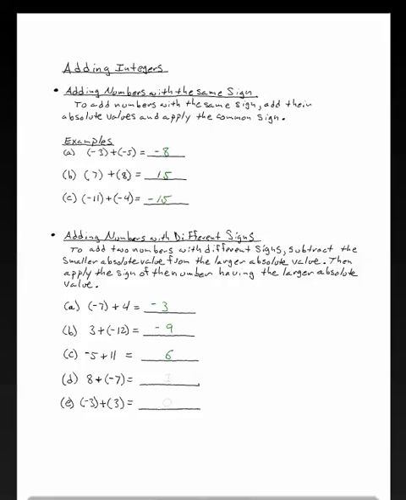Looking at example D, we have 8 plus -7. They are different signs, so we know we will subtract. 8 minus 7 is 1. Now we look at the two numbers, disregarding the sign for a moment. We have 8 and 7. 8 is larger than 7, and 8 is positive, so our answer should remain +1.